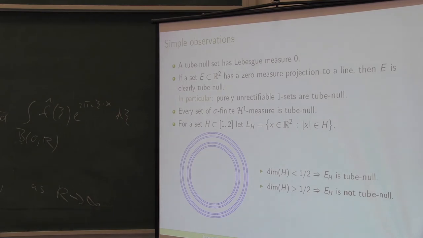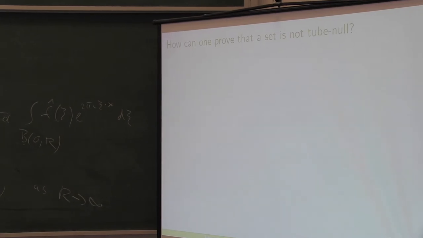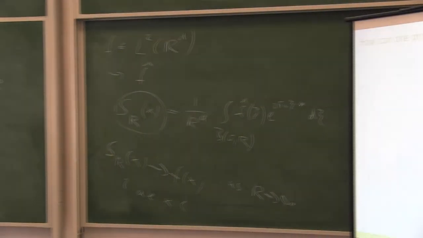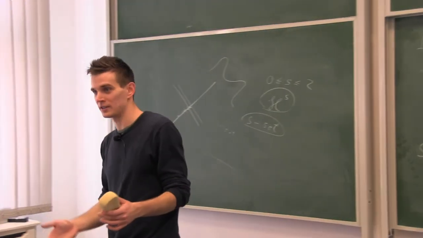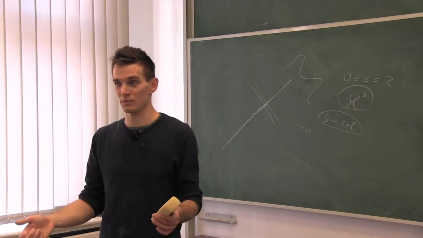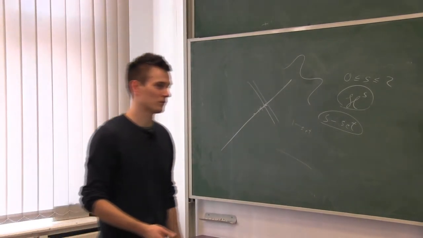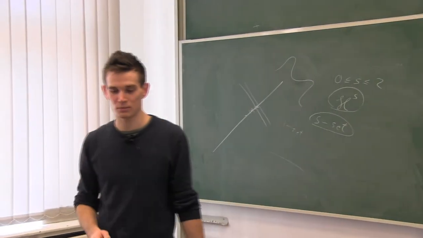First of all, let me say a few words about how to prove that something is not Tube-null. If we are given a set and we want to prove that it's Tube-null, well, in theory, it's very easy. You just have to provide coverings with strips of arbitrarily small total widths. And if you can do that, you prove that it's Tube-null.